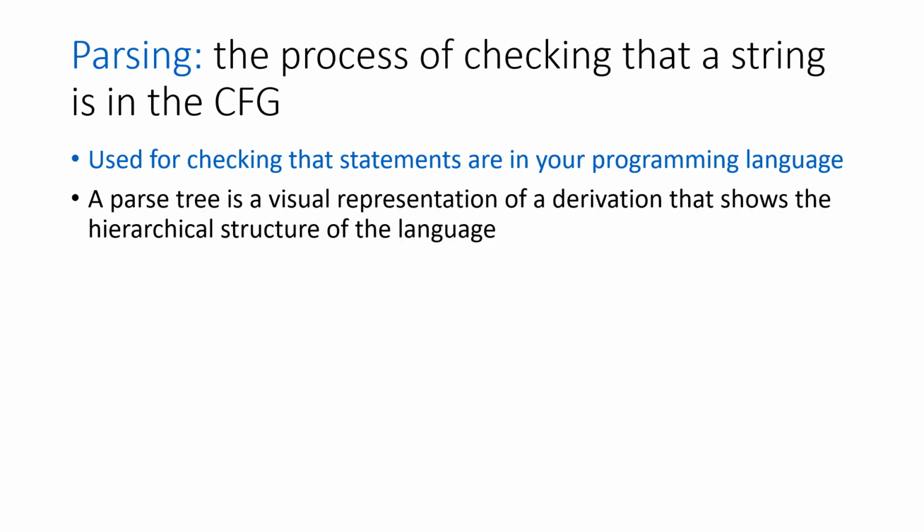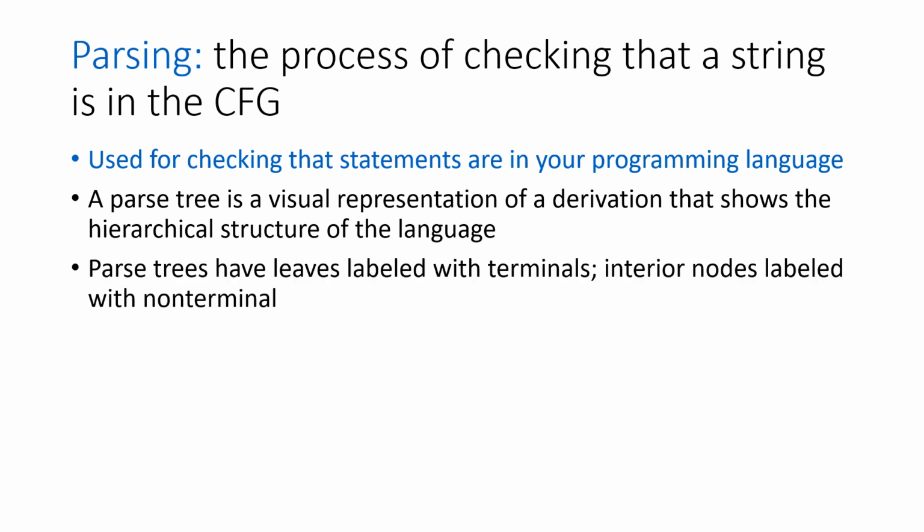When we do parsing by hand, we'll often draw parse trees. A parse tree is a visual representation of a derivation that shows the hierarchical structure of that language. And parse trees have leaves that are labeled with terminals and interior nodes that are labeled with non-terminals. And this is secretly what's happening when you write a program and are checking to see whether it's syntactically correct. And in fact, you can get programs that draw out the trees for you.